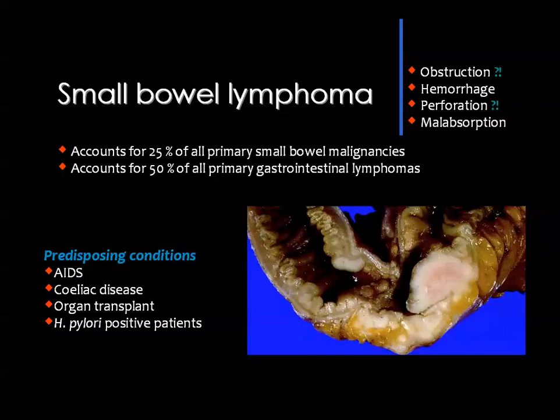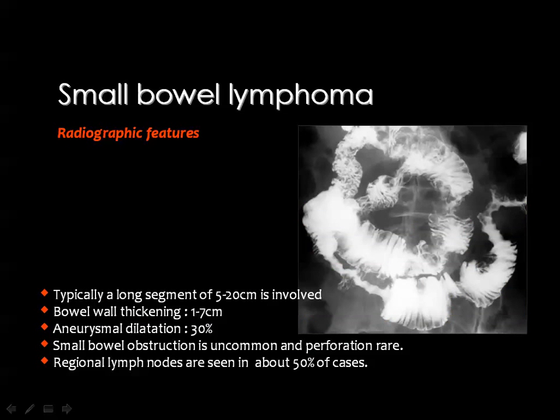Lymphoma accounts for 25% of all primary small bowel malignancies, and about 50% of all gastrointestinal lymphomas are located in the small bowel. And these are the predisposing factors, of course, the AIDS, the celiac disease, organ transplant, and H. pylori positive patients. Lymphoma is known to affect the small bowel without significant obstruction of the bowel lumen, without perforation as well, but is known as one of the causes of malabsorption.